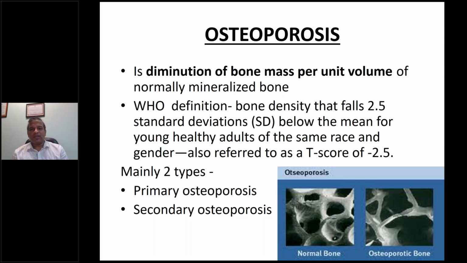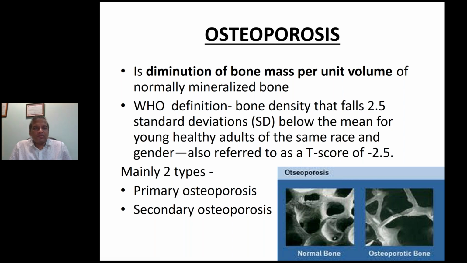So WHO defined osteoporosis as bone density that falls more than 2.5 standard deviations below the mean of young healthy adults of the same race and gender, which is known as a T-score of less than minus 2.5. It can be primary osteoporosis or secondary osteoporosis. If you see the pictures, in the same unit of volume, we have more trabeculae in a normal bone, which are thick, whereas in osteoporotic bone the trabeculae are fewer and thinned out, leading to loss of bone mass. There is no defect in mineralization.